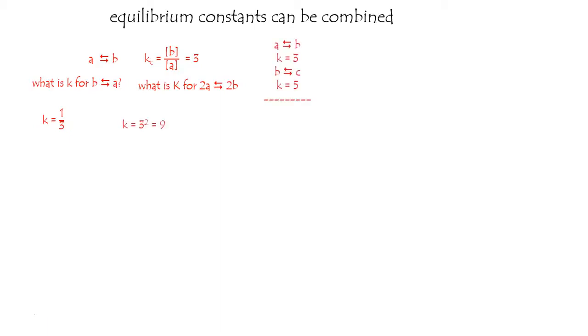And when you add reactions, here A is converted to B, B is converted to C, so if we combine them, we get A plus B turns into B plus C, B cancels, and for A turning into C, we would multiply those K values, and we'd get 15.